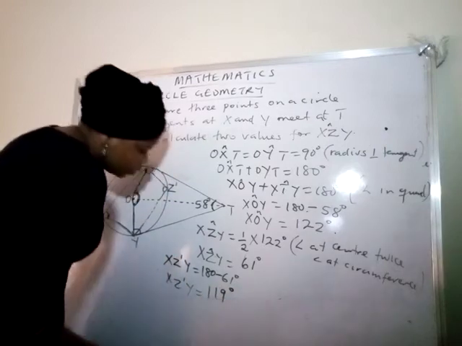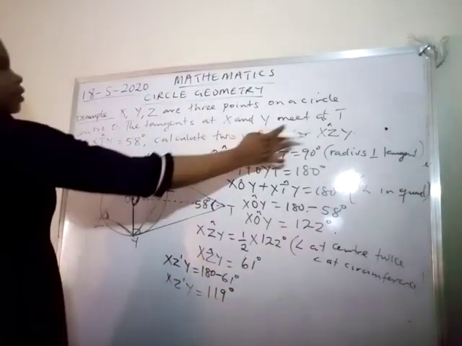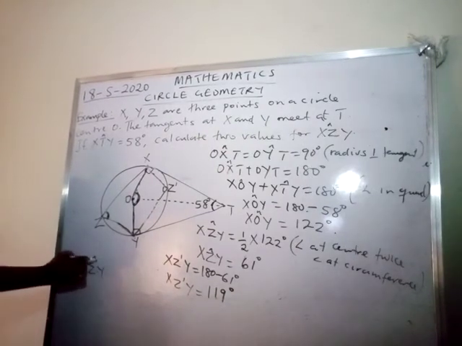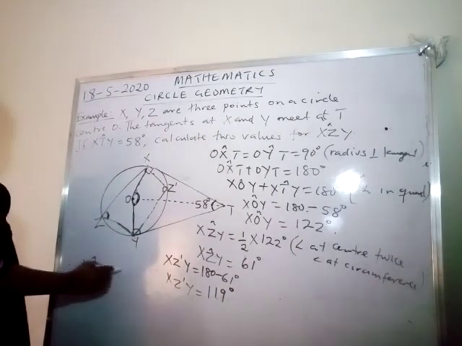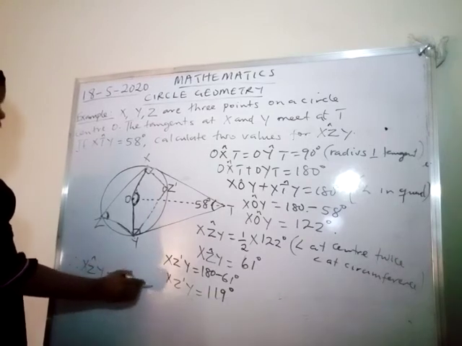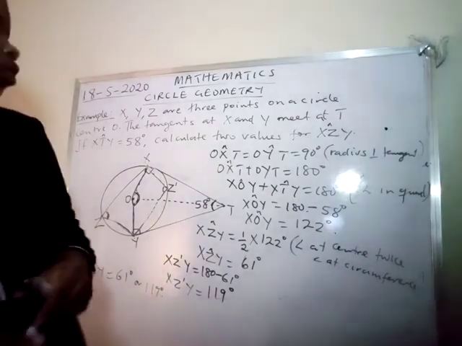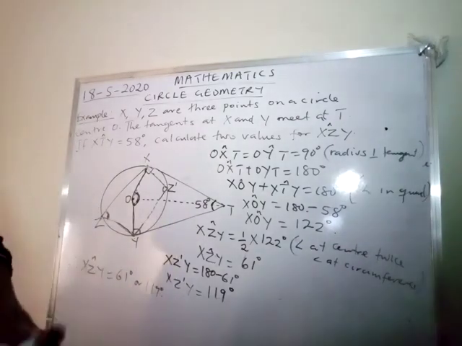And that will give me 119 degrees. So the two values for this angle, therefore XZY, will be equal to 61 degrees or 119 degrees. So that is how to solve that. If you have any question, please ask.